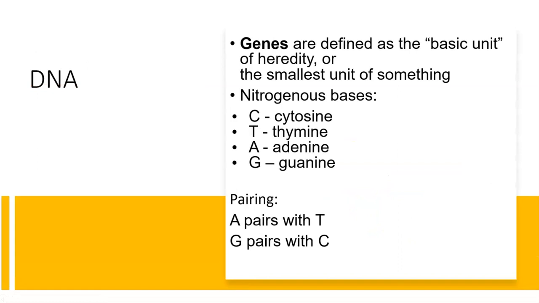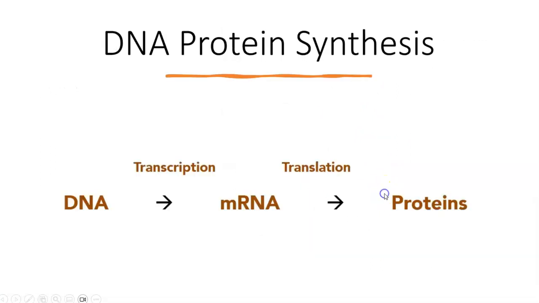So DNA, you're going to want to know quite a bit of at least the very basic stuff here, like the base pairings: cytosine, thymine, adenine, guanine. You're going to want to know how they pair up, and you're going to want to know that the smallest unit of heredity is genes. So keep that in mind as you review.